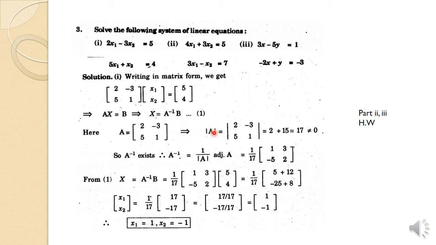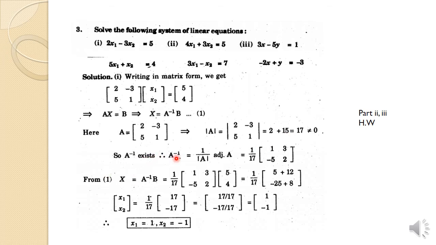So here A equals this. First we find the determinant. For A inverse we must find the determinant, and it must be not equal to 0. So 2 ones are 2 and 3 fives are 15, minus 15, but with the formula's minus, minus minus becomes plus 15. Then 2 plus 15 equals 17. It means the determinant is not equal to 0.